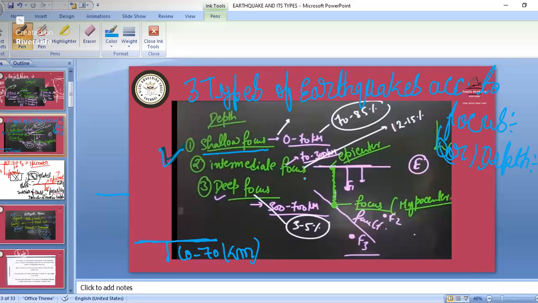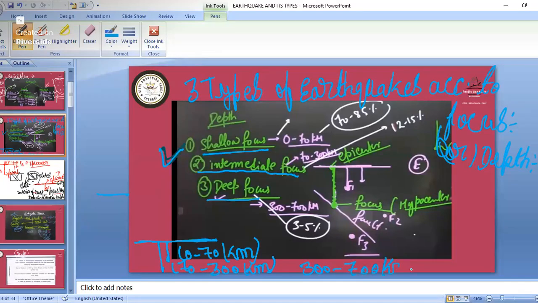Then we have the intermediate focus. The intermediate focus will be from here to nearby 70 to 300 kilometers. So there we have the second type of focus earthquake, the intermediate focus earthquake. And then we have the deep focus earthquake, which will be felt at 300 to 700 kilometers.